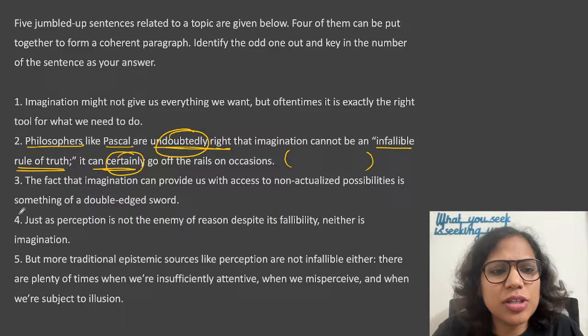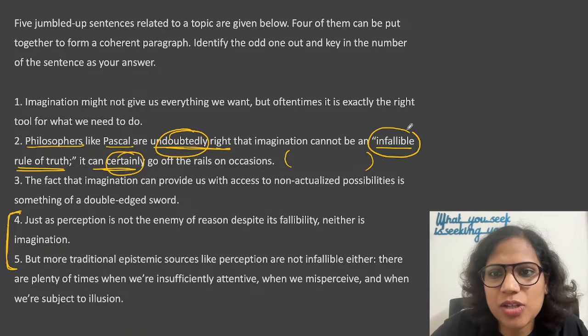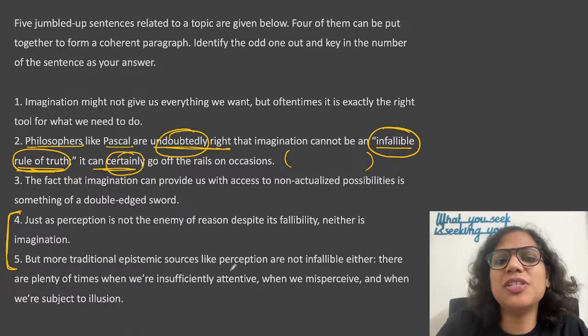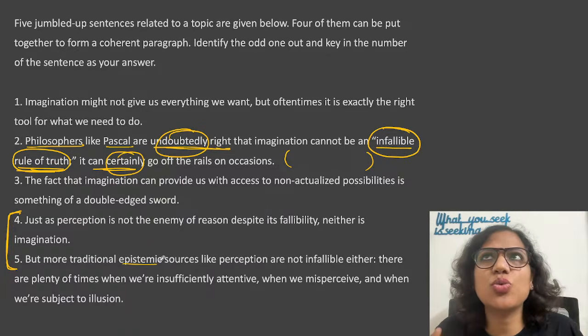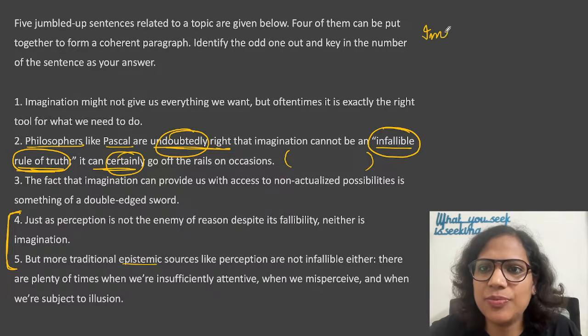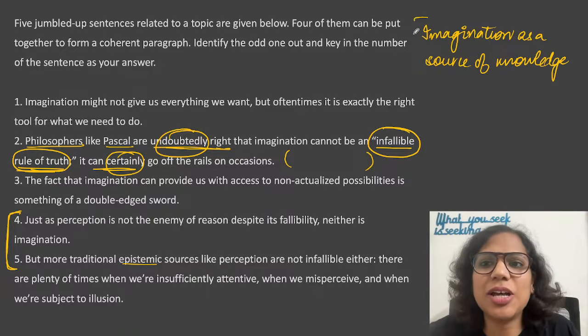Now look at 4 and 5 here. They are comparing imagination to perception, aren't they? So this says that, but more traditional epistemic sources, see, imagination is also a source of knowledge. That is what is being discussed here. Imagination as a source of knowledge. Now this is something that is prevalent in thought experiments. जैसे कि ethical dilemmas होते हैं, right?